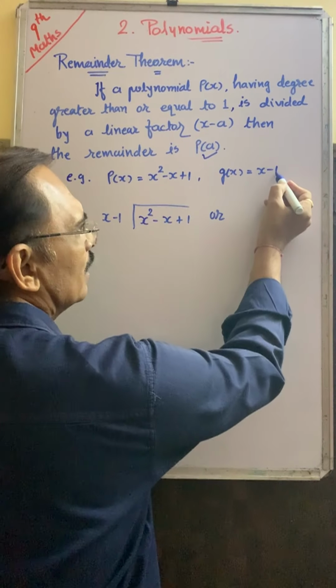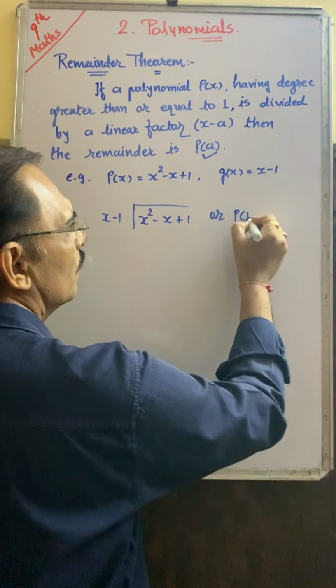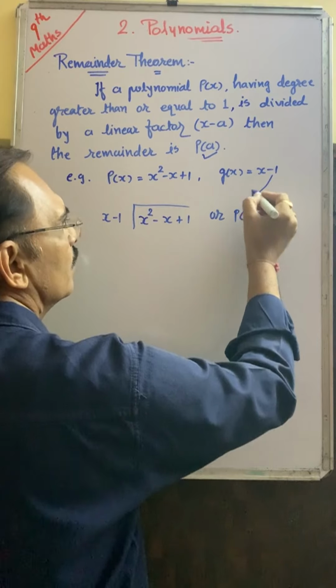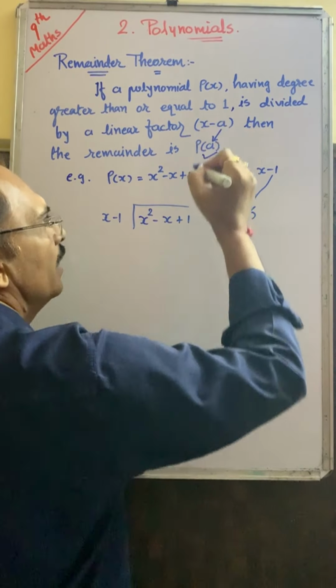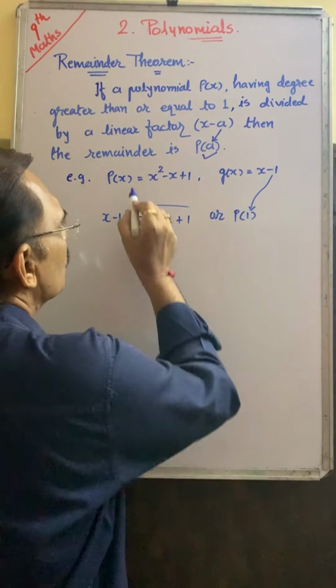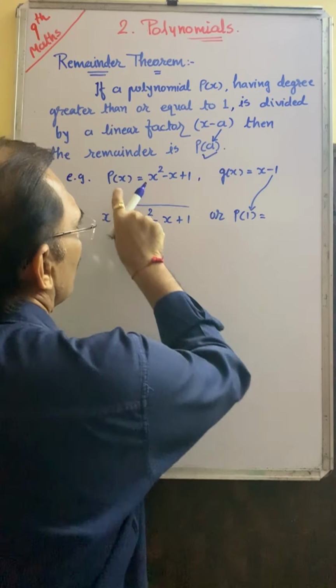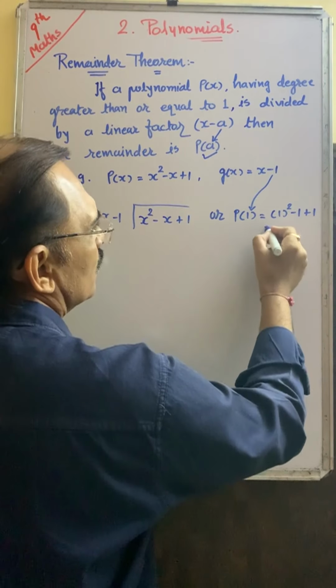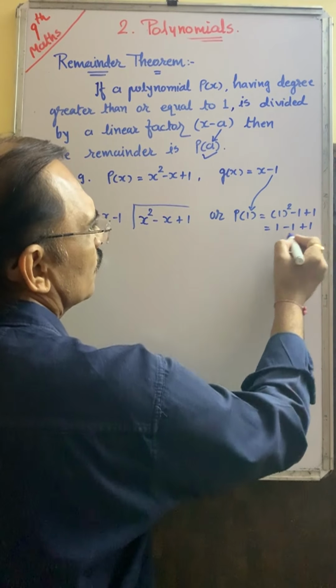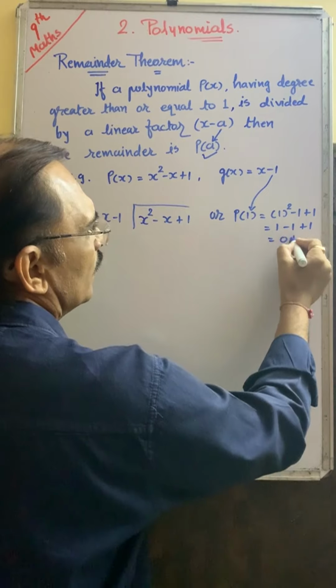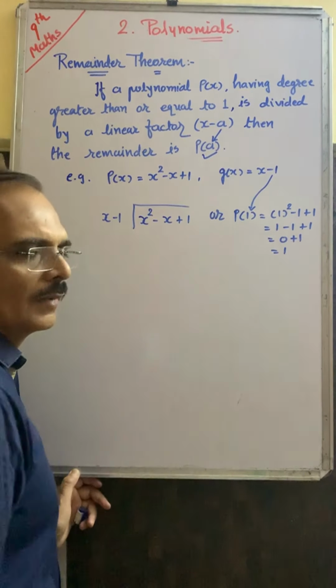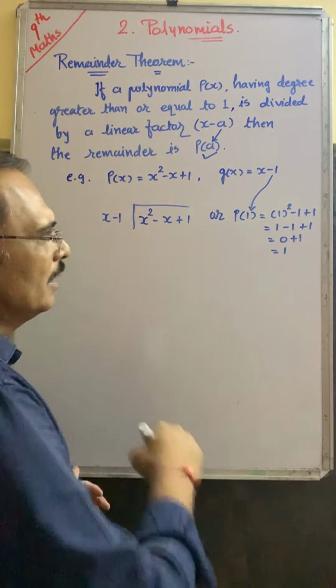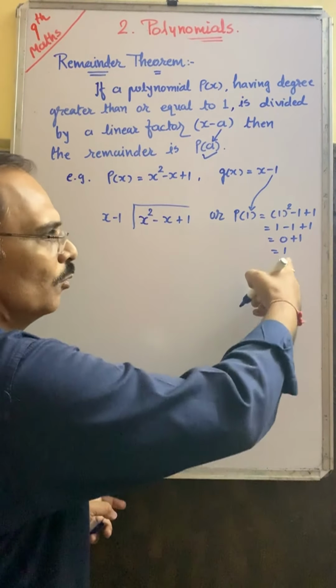So if there is a minus 1, the remainder will be p of 1, minus 1 will be plus 1, minus a will be plus a, like this. So place this x means 1, 1 square minus 1 plus 1, 1 square is 1 minus 1 plus 1, 1 minus 1 is 0, plus 1 is 1. Okay, if you apply long division also, then you can find the remainder 1.